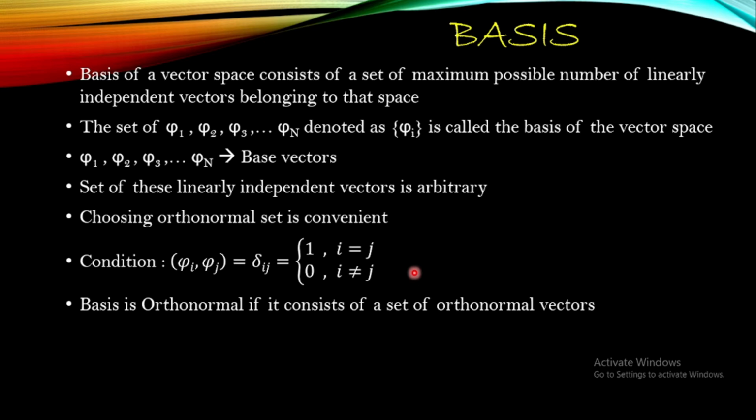So based on the components of the set, we can name the set. If the vectors present are orthonormal, then the whole basis is said to be an orthonormal basis. This is one condition. And moreover, the basis is said to be complete if it spans the entire space.